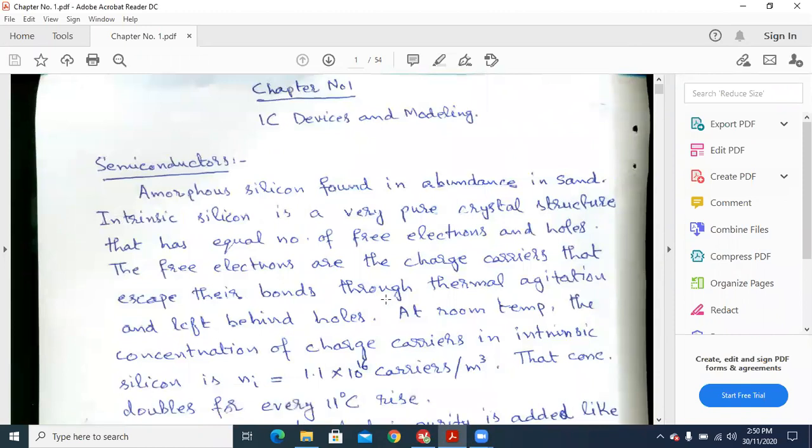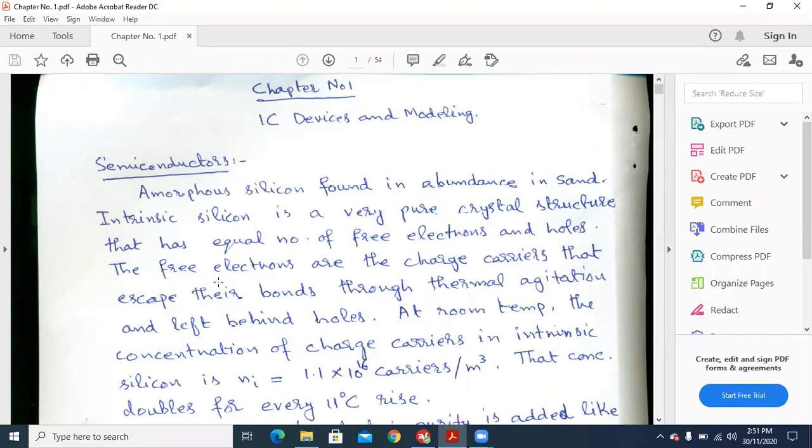Okay, let's begin today's lecture. Today's agenda is that we have to discuss the diode behavior model. Behavior modeling of semiconductor devices is important because we can analyze them in circuit design. So we start with the introduction of semiconductors.